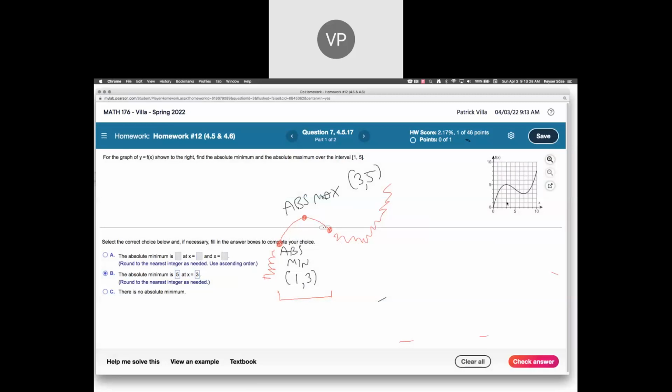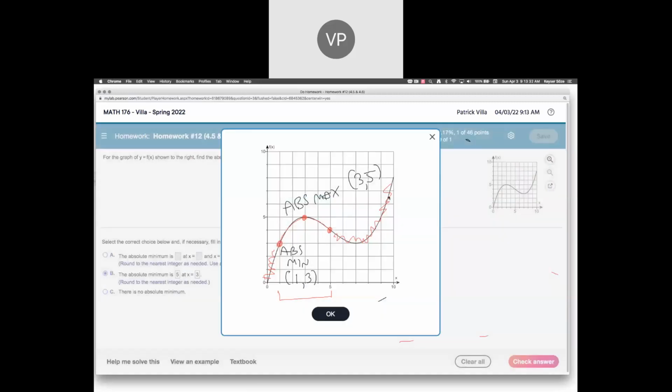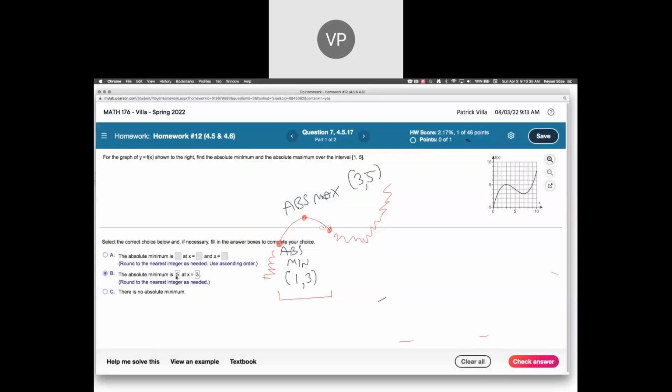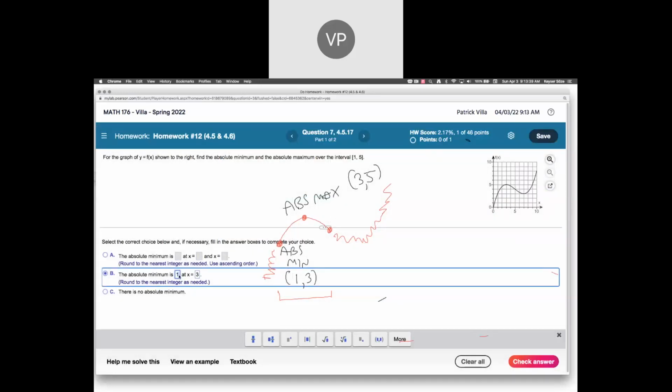Did I count that wrong? Pull that picture up again. Make sure I got that right. Oh, minimum is what they asked. I'm sorry. Go back. Minimum is the first question. That was at 1. Is it 1, 3? Yeah. 1, 3 is what we had. So the y value is 3. The x is 1. See the point down here. What is the absolute minimum? It's 3. Where is it at? It's at x equals 1.